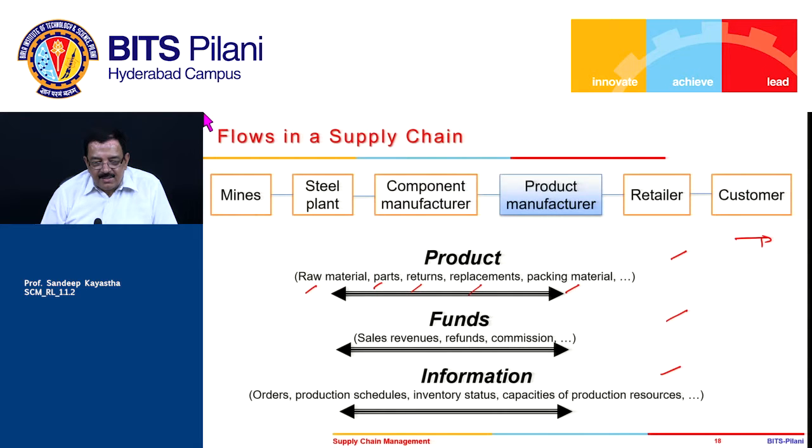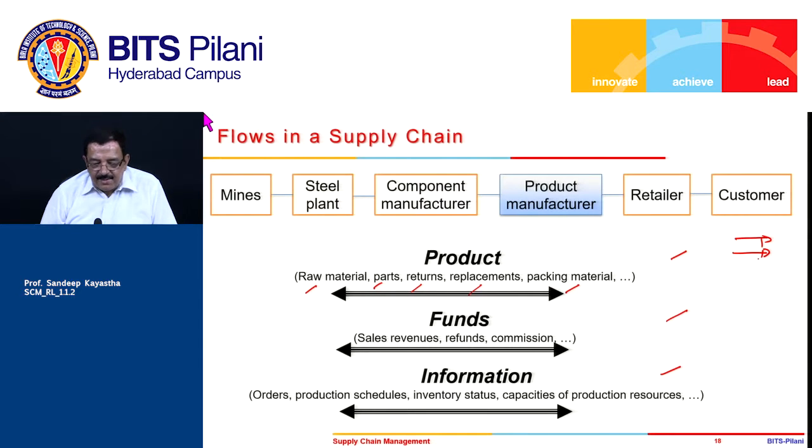Same thing happens with the parts. Instead of buying the steel, you may also buy parts. The product manufacturer will buy the parts, and these parts, if processed, will move to the retailer and to the customer in the same direction.